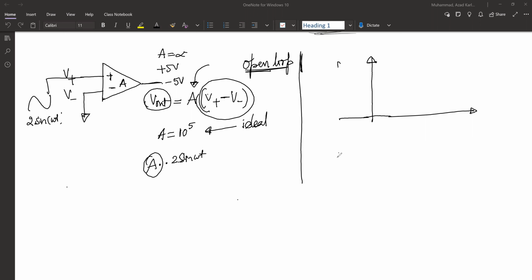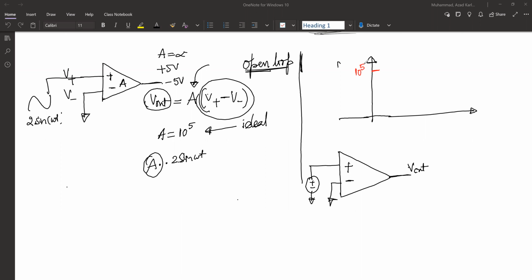So the circuit is just this, plus, minus, right? I'm grounding this, I'm giving a source over here, and I'm just taking the output. That's it. There is no feedback of any sort. If I draw the Bode plot of an actual op amp in practical scenarios, you see that the gain is very large, like 10 to the power of 5 or something, right?